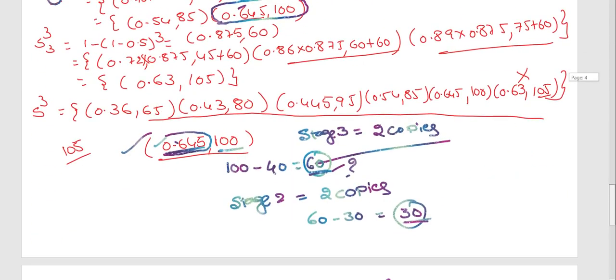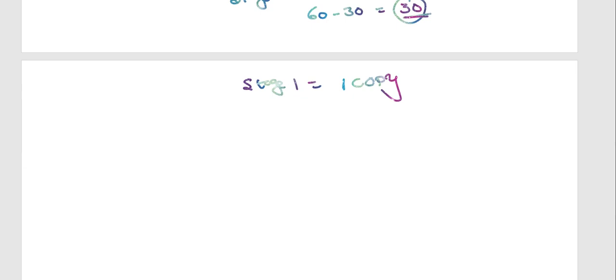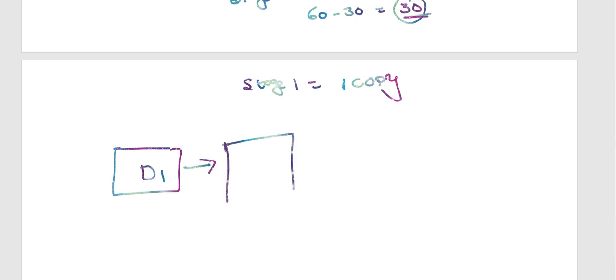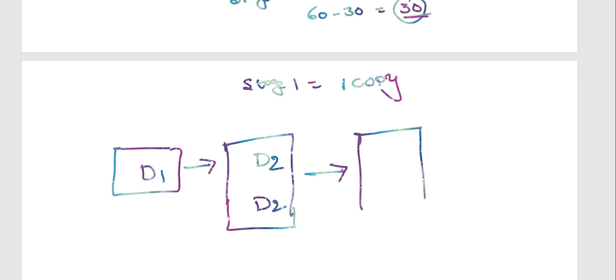Finally, the final diagram is: stage 1, one copy of device 1; stage 2, we are maintaining 2 copies; stage 3, we are maintaining 3 copies. This is the 3-stage system for the given problem. Thank you.